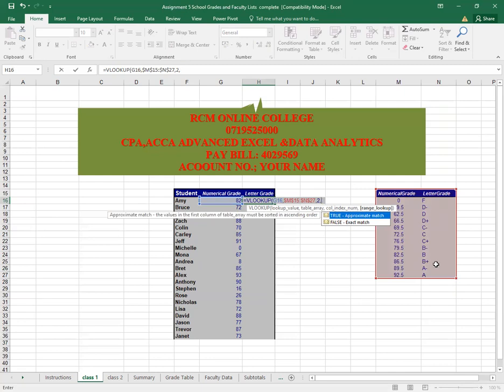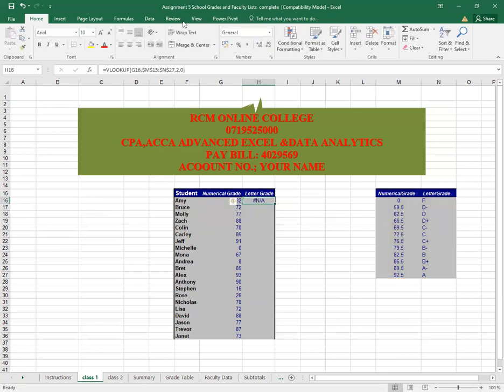exact match. We need exact match. So when I close my bracket, automatically I'm able to get the grades without taking a lot of time. So that is what we do. By use of VLOOKUP, you will be able to get the grades without looking at them one by one.